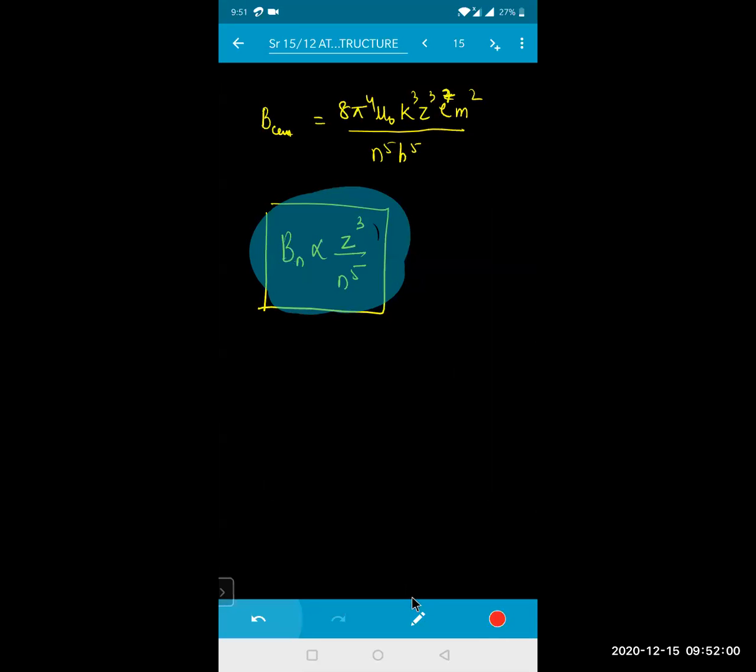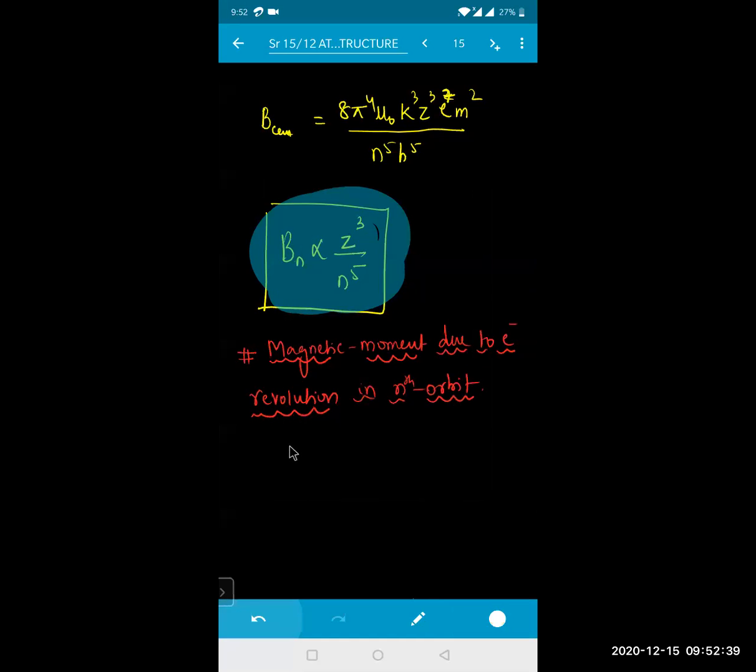The next one is magnetic moment. Magnetic moment due to electron revolution in nth Bohr's orbit. So we're talking about your magnetic moment due to electron's revolution in your nth Bohr's orbit.